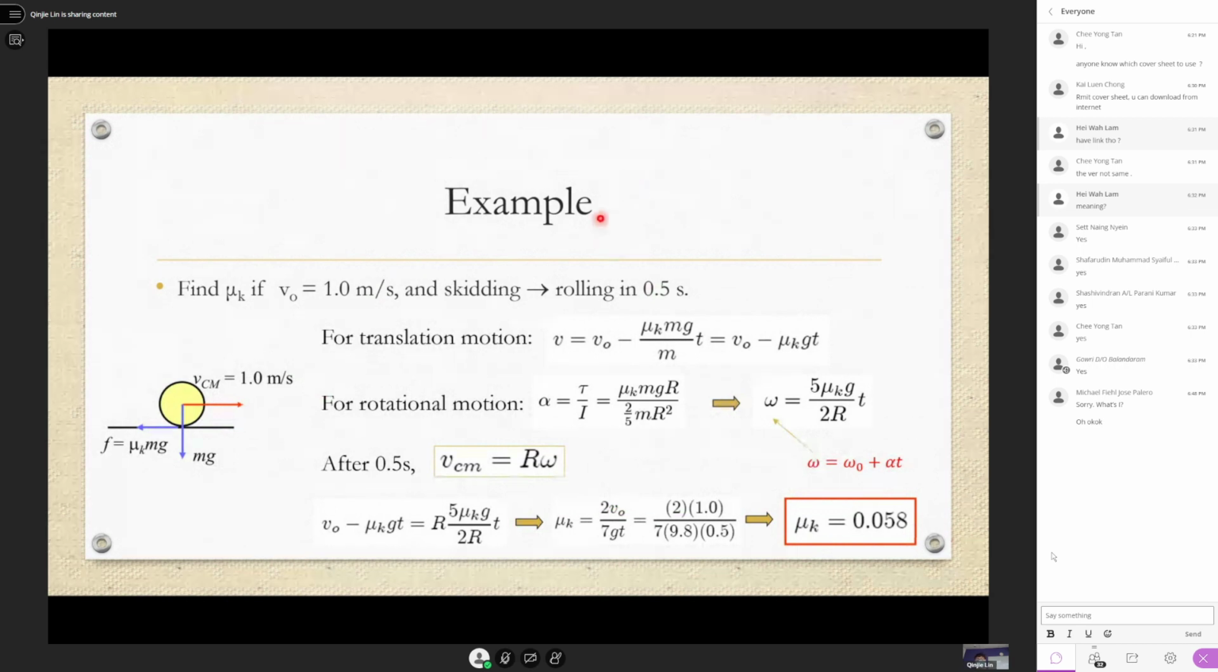So for translational motion, we talk about translation first. This is the equation that's involved, V equals U plus AT. This is your kinematic equation. V naught is the same as U. This is your initial velocity. Okay, this whole chunk here, mu k mg over m, this is your acceleration.